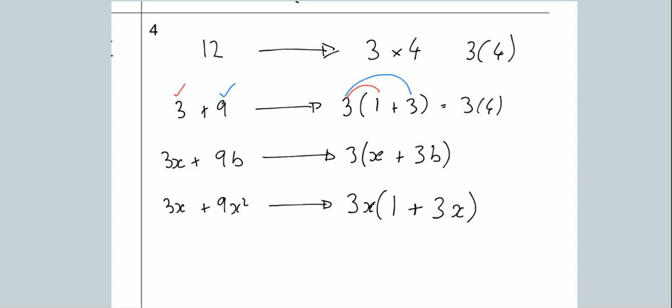Okay, that will do for this video. It's just an introduction to factorizing. In the next video, I'll have a look at some examples from the textbook for you to work through.